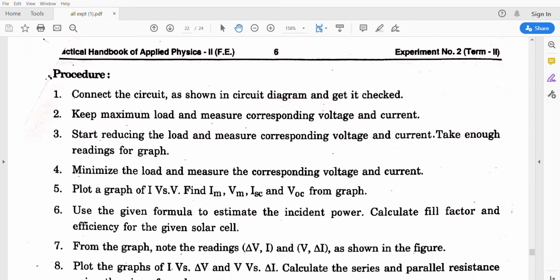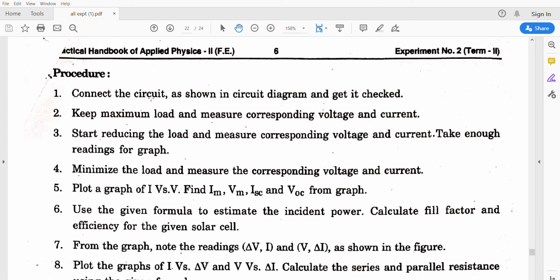So here we will see the procedure. Connect the circuit as shown in the circuit diagram. We need to connect the circuit. It's a simple circuit connecting just a voltmeter and an ammeter as shown in the circuit. Keep maximum load and measure the corresponding voltage and current.